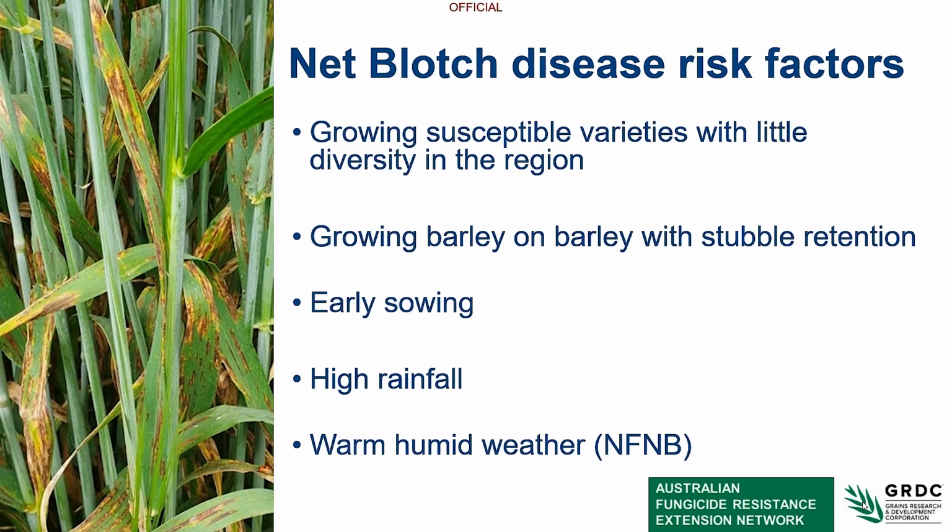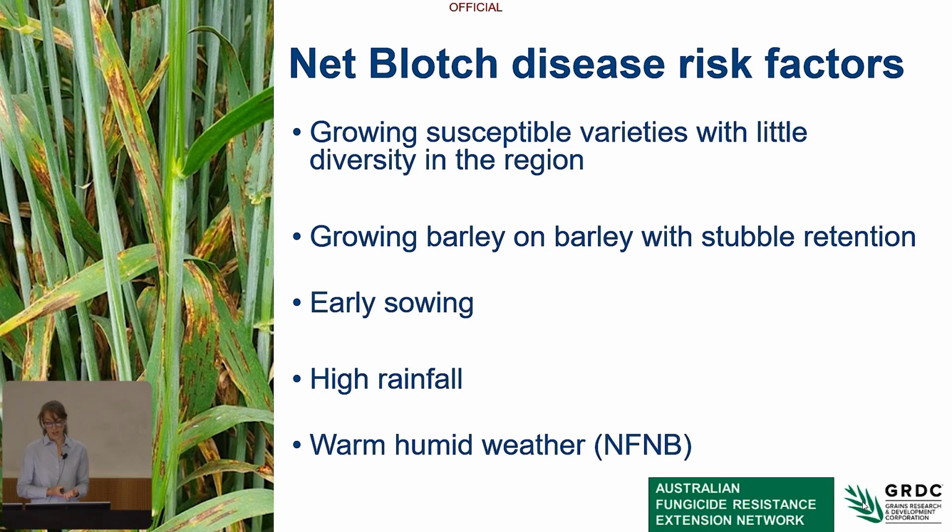Barley on barley, crop rotations are common. Early sowing is allowing more time for disease proliferation. High rainfall seasons are higher risk, and warm, humid conditions are worse for net form net blotch.